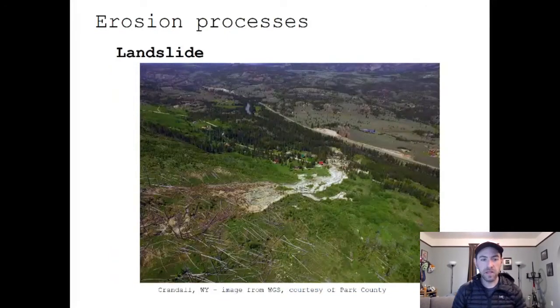So again, landslides can happen in many different environments, generally steep slopes. In this case, this is an area that appears to have burned at some point in the recent past in Wyoming. This is an image from the Wyoming Geological Survey, where the landslide has removed material from up here on the slope, and it's being deposited down here in the river valley, which then makes it available for transport downriver.